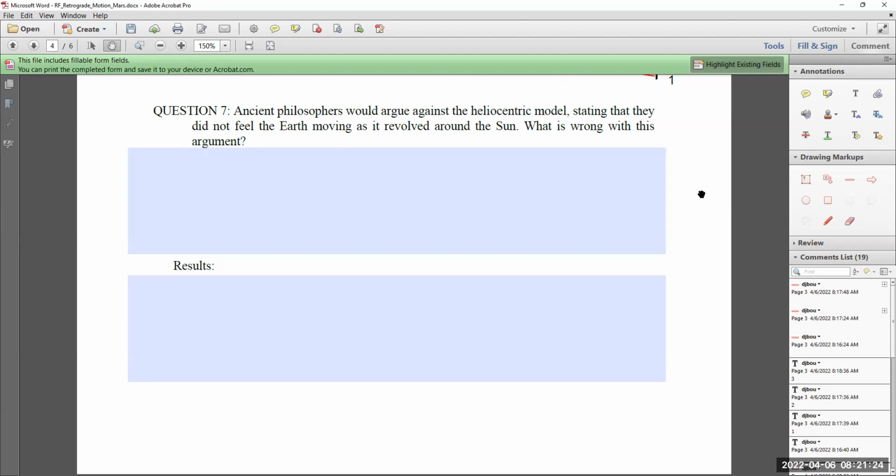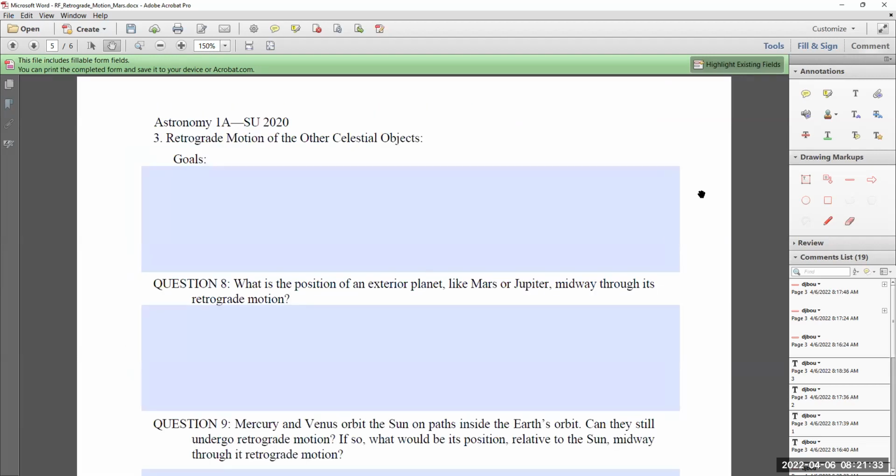Namely the flaws of the one that we know is flawed, namely the geocentric model. And also, I will meet you guys for the third part, which has to do with making actual predictions.